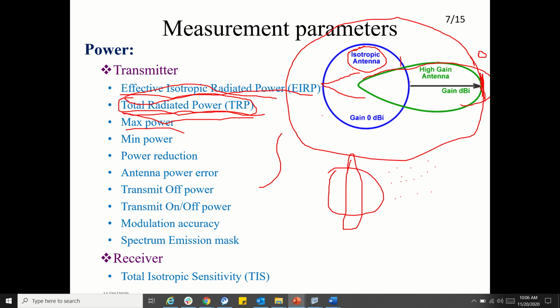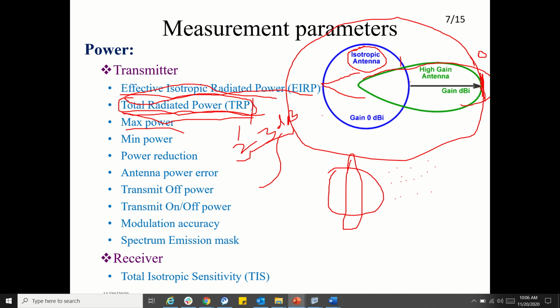Next is max power. What should be the maximum power? For example, 23 dBm means it should not be beyond 23 dBm. For example, class 3 devices say maximum power should be 23 dBm, okay. But what happens is, if you are using full RB, it will be less than 23 dBm. If you are using a partial RB condition, then it will be slightly higher than this, okay. It will be around 23.1 dBm or 2 dB. So they will give some tolerance values as well, okay.